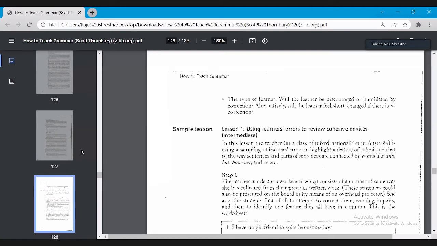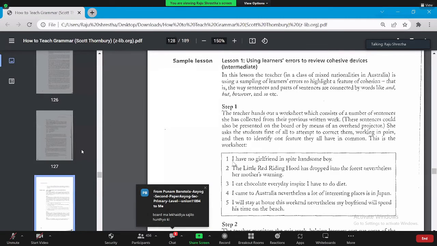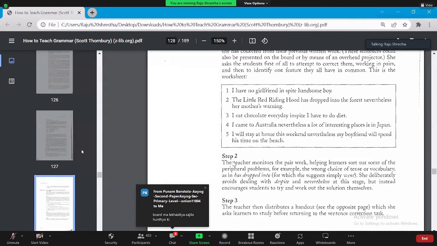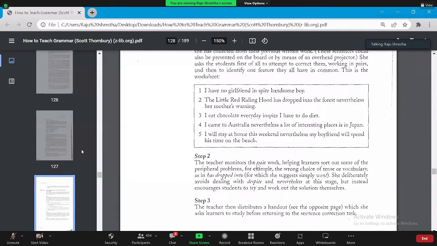First step, the teacher hands out a worksheet which consists of a number of sentences she has collected from the previous written work. We can make some sentences having errors, then we can provide them to the students in groups or pairs. The teacher monitors the work, helping learners find out some of the problems, for example wrong choice of tense or vocabulary or something else.